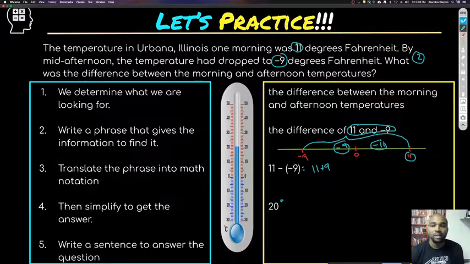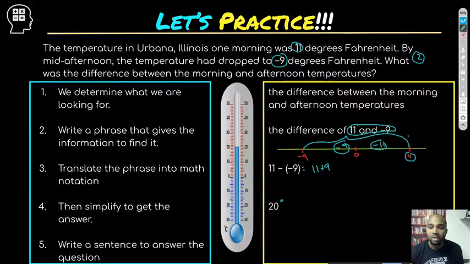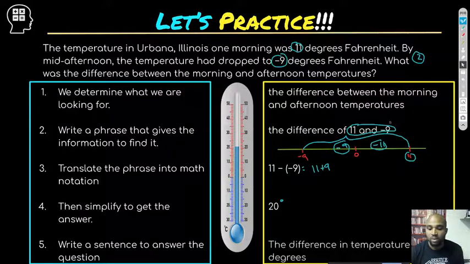Now, did it say minus 20? Well, because you could say it's going down 20 degrees, but they just want to know how many degrees difference did it go down. So the difference in temperature was 20 degrees. So we answered our question by putting it back in the sentence. All right, let's go to our next problem.